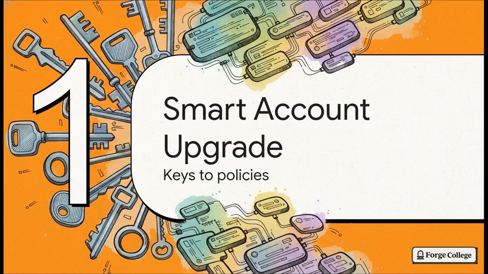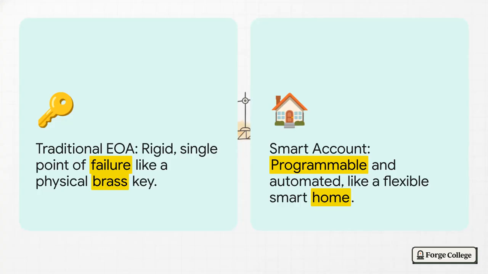Moving from rigid keys to programmable policies. Honestly, the entire foundation of what we're talking about today rests on this one massive conceptual shift. Think about a traditional externally owned account, or an EOA. It is literally just a single physical brass key to your front door. It is incredibly rigid. It's a massive single point of failure, right? Whoever holds that one physical key has total, absolute control of the house. You lose the key, you lose the house. No backups, no safety nets, just a raw manual signature.